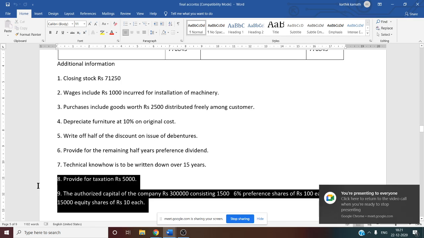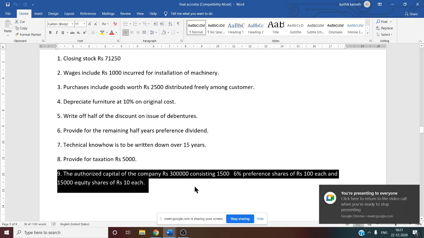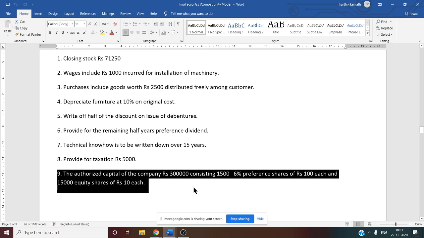Last working note is there. Authorized capital of the company is 3 lakh. So the maximum amount the company can have is 3 lakh. There are two types of capital. One is preference share, that is 1,500 6% preference shares of 100 each. So preference share capital value is 1,50,000. And equity share, if you see, that is 15,000 equity shares of 10 each. So 15,000 into 10, that is also 1,50,000.